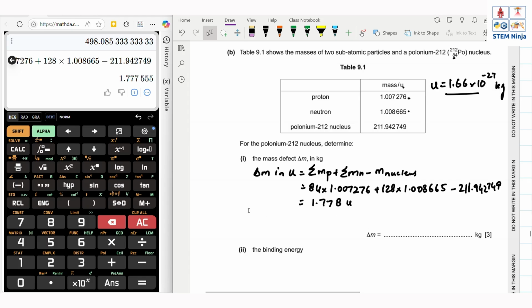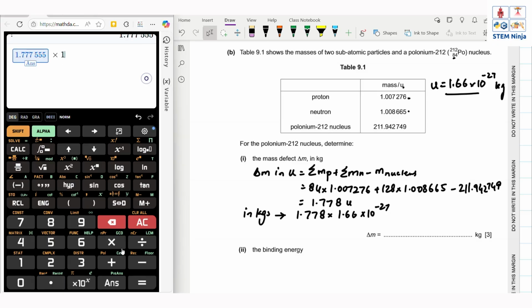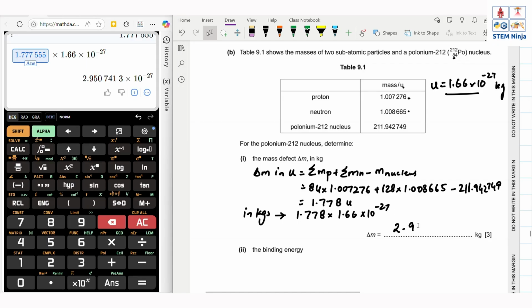u. So in kgs, you will multiply this value by 1.66 times 10 raised to power minus 27. So answer times 1.66 times 10 raised to power minus 27. So you get 2.95 times 10 raised to power minus 27.